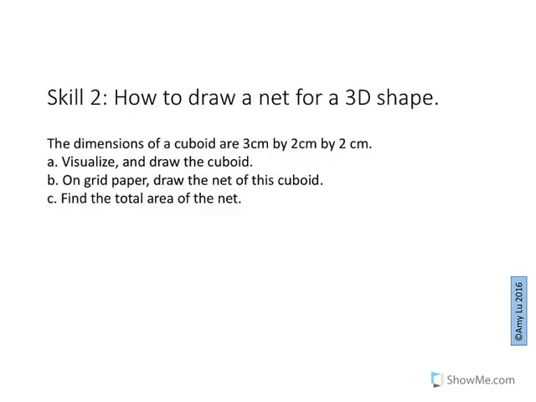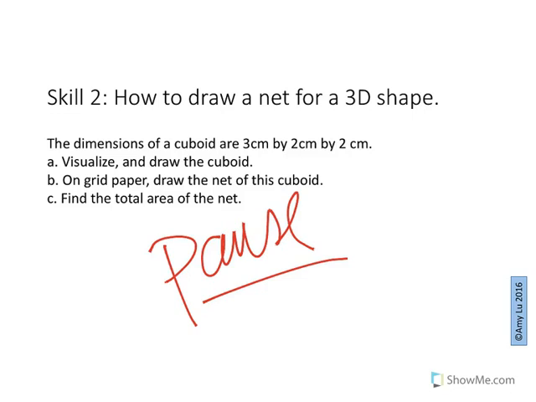Now let's try one on your own. The dimensions of a cuboid are 3 centimeters by 2 centimeters by 2 centimeters. Visualize and draw the cuboid on grid paper, draw the net of the cuboid, and then find the total area. So at this time, pause.